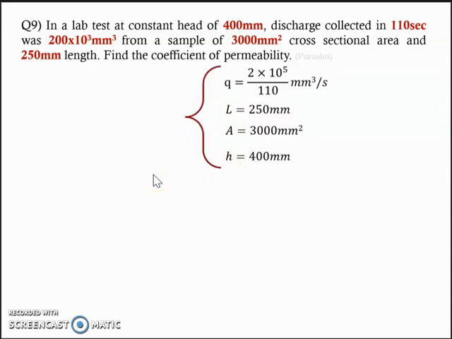Coefficient of permeability using constant head test is K equal to QL by AH. And substituting all these values, you will get 0.38 millimeter per second, the value of coefficient of permeability.